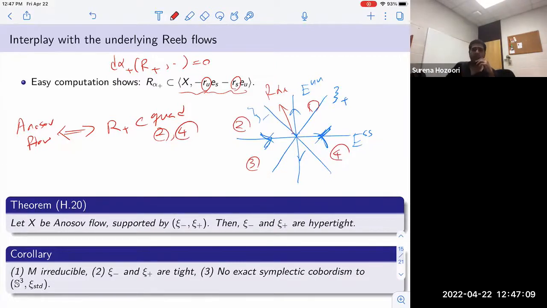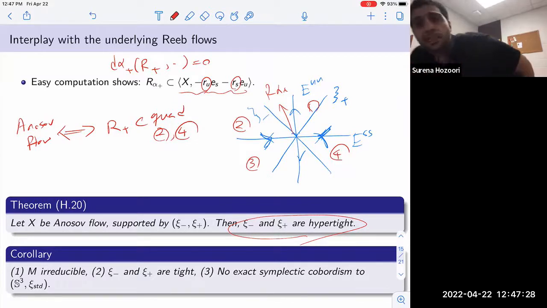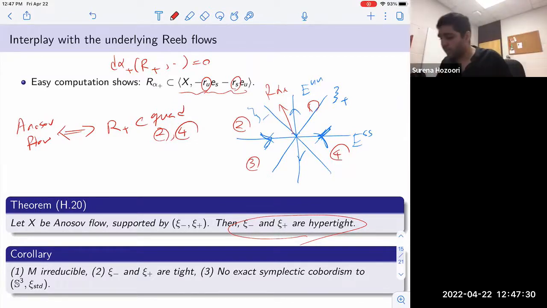But this very simple observation tells us that these two contact structures are also hypertight, because for taut foliations we don't have any contractible transverse curve. And here these Reeb vector fields, if it's Anosov, are transverse to both of the foliations, and so they can't have a contractible periodic orbit.